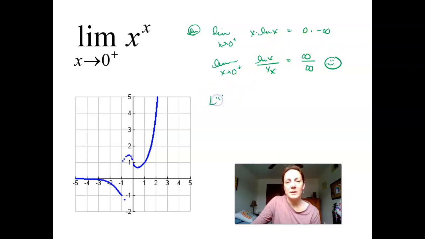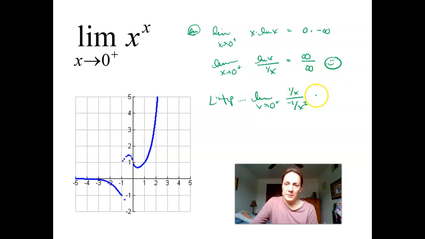So when you L'Hopital this, let's see, I get 1 over x over negative 1 over x squared. So algebraically, let's simplify that because I'm going to get infinity over infinity if I just go right away. But that's 1 over x times x squared over negative 1, right? So that's just negative x. So now when I approach 0, I'm going to get 0. Okay, so the answer to this limit is 0.